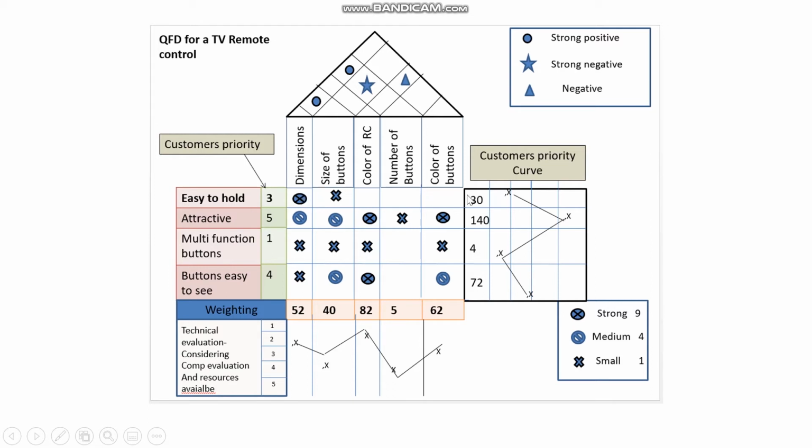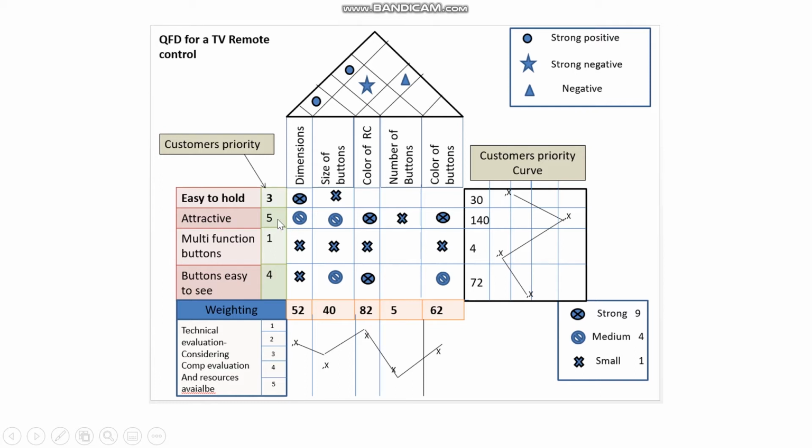Sir, how is 30 coming here? You see here, 3 is already there. Easy to hold and size of buttons we have given as small. So small means it's 1. So 3 into 1 is 3. Here 27 will come, here 3 will come. 27 plus 3 equals 30.